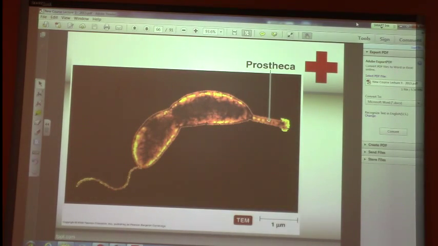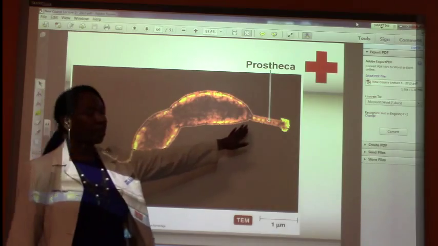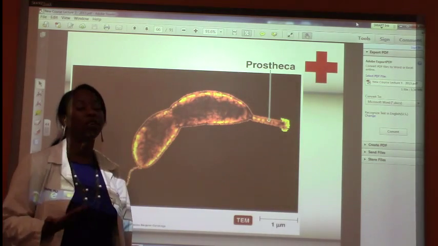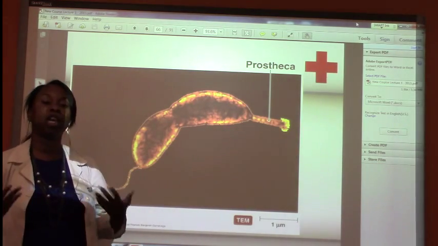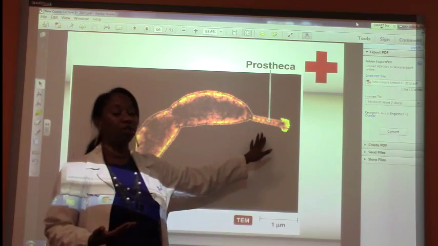So what you're seeing here is the prosthecae. Again, this is utilized for increased surface area so that they can obtain more nutrients. This is not utilized for motility.